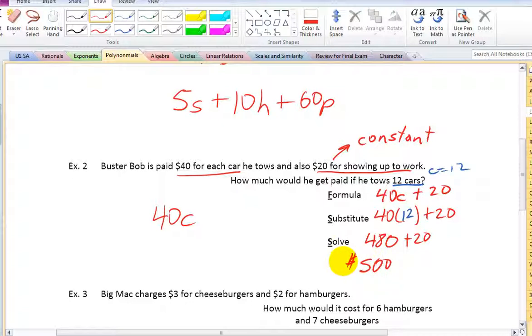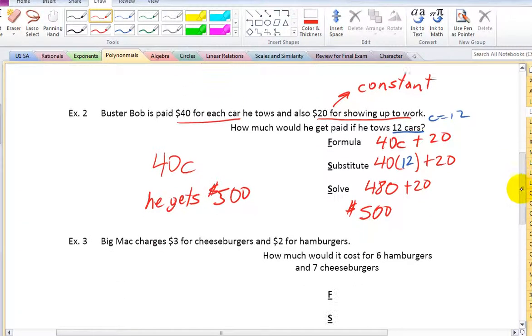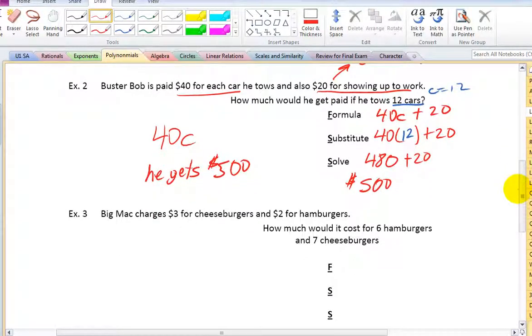See how I'm showing work, folks? Make sure you show work. You shouldn't have anything less than what I wrote down. Then you can say he gets paid $500. Okay, quick, simple check. That's some good money. 12 cars is pretty tough, though, right? I don't know how much a tow truck driver gets paid. I was just guessing this up.